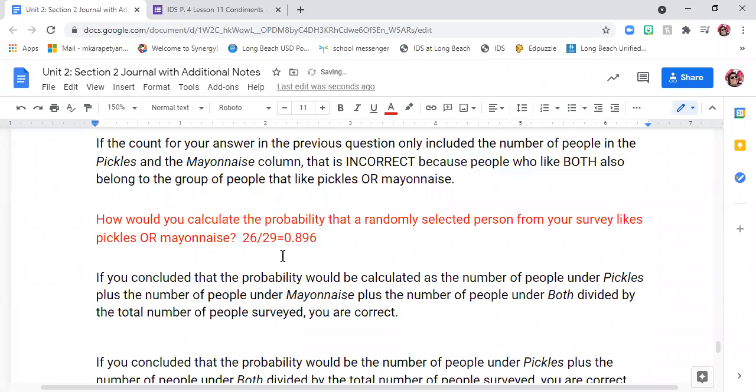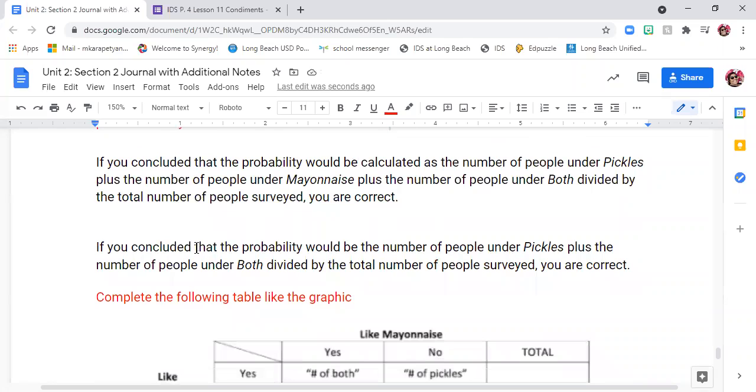0.896 times 100 equals 89.6%. Okay, very good. Thank you, Maddie. Thank you, Trin. So if you concluded that the probability would be calculated as the number of people under pickles plus the number of people under mayo plus the number of people under both, all divided by your total number of people surveyed, then you are correct, okay?